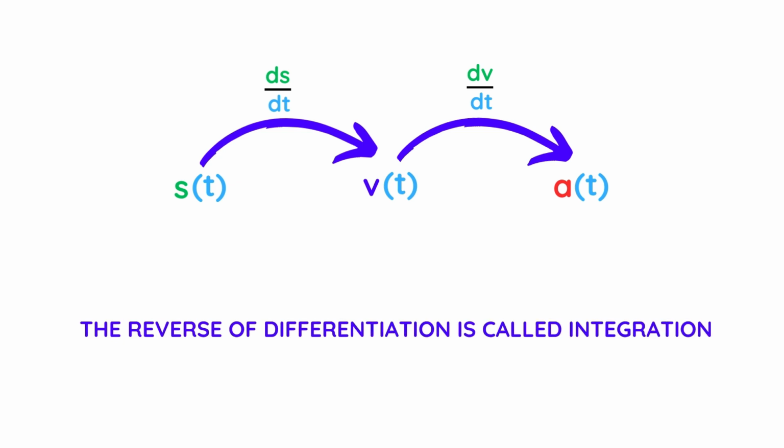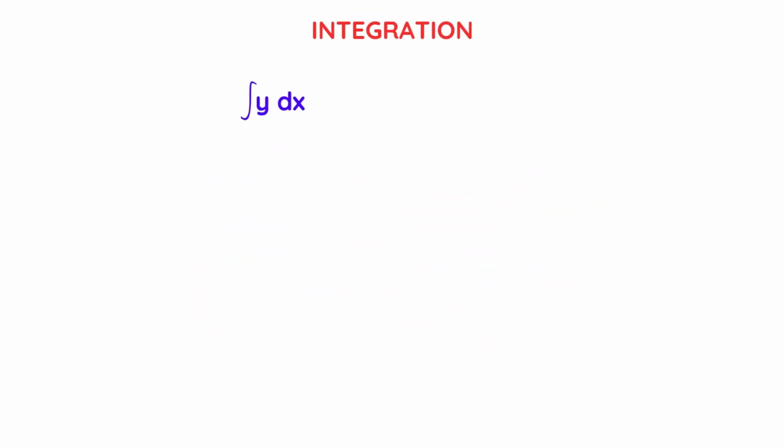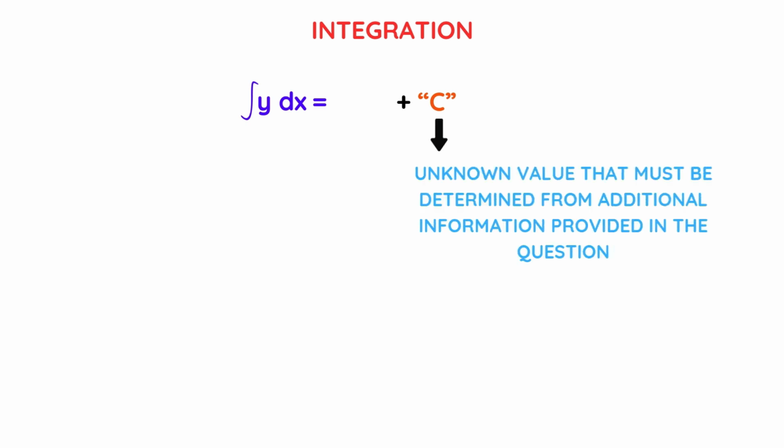If you have acceleration as a function of time, you can integrate it to find velocity. If you have velocity as a function of time, you can integrate it to find displacement. However, when performing integration, you need to remember to always add a constant c after integrating. This constant represents an unknown value that must be determined from additional information provided in the question.